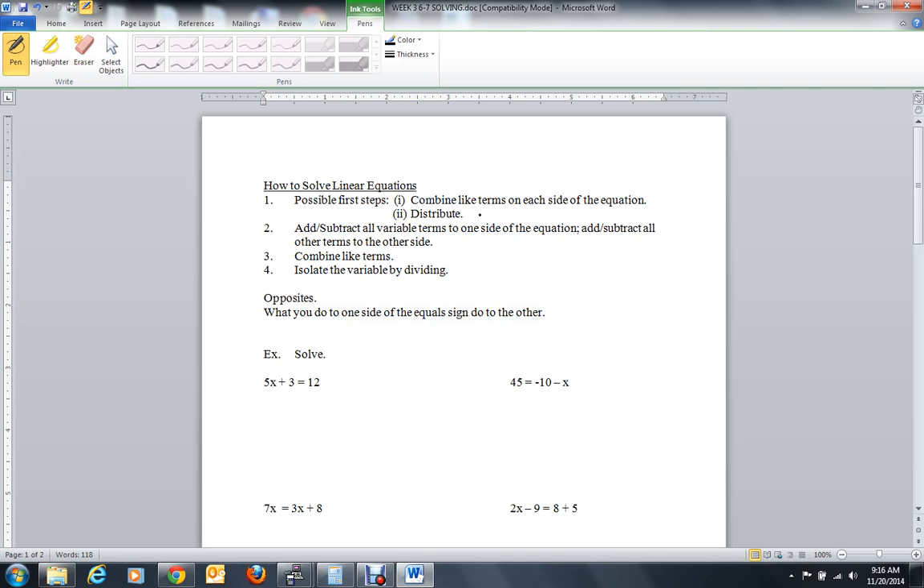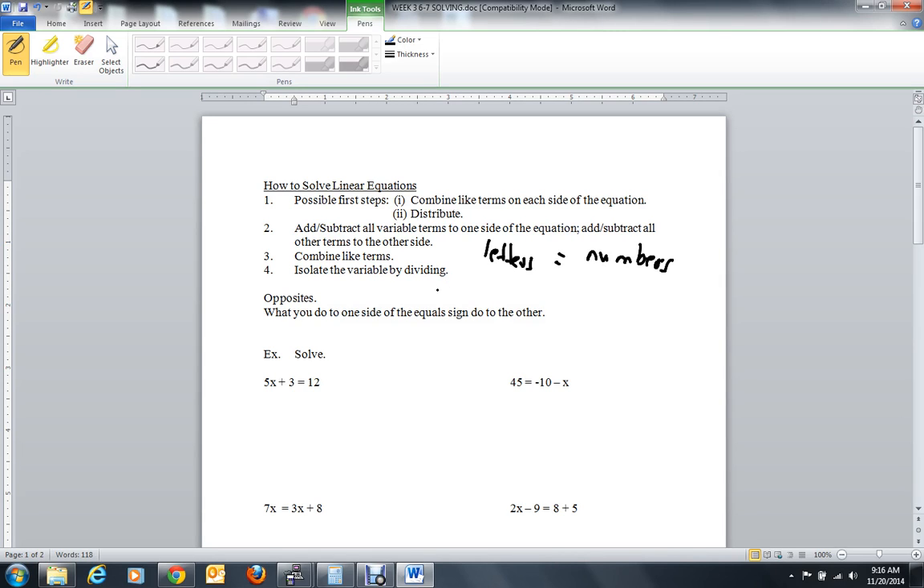If you have parentheses and you do want to distribute, from there you want to get all your x terms on one side and all your constants on the other, which means you're going to end up with letters on one side and numbers on the other. It doesn't matter which side they go on. Letters can go on the left or the right. Same for the numbers. Once again, if you have like terms at any time, combine them.